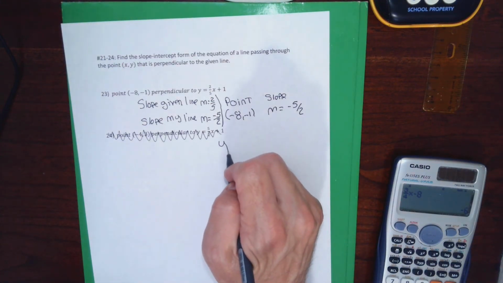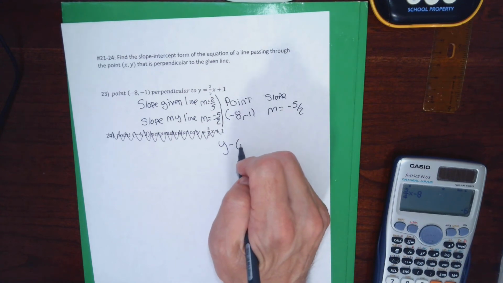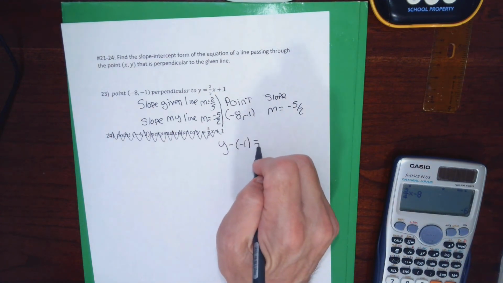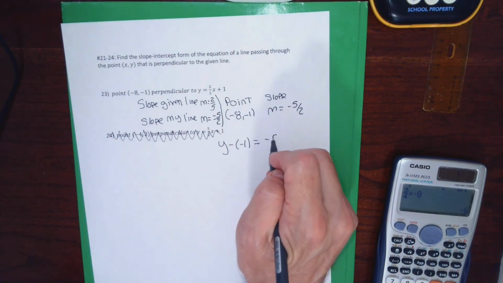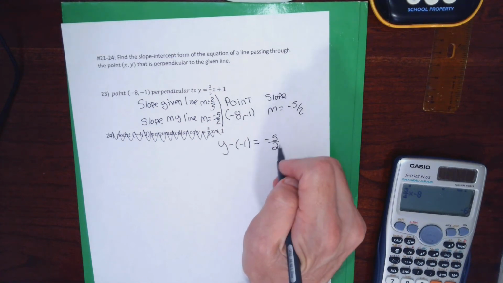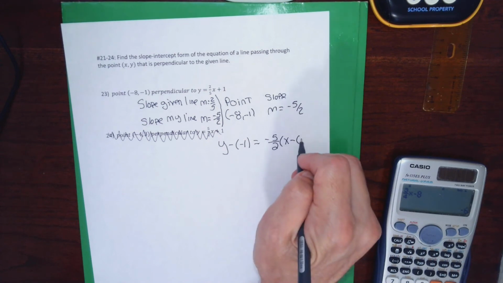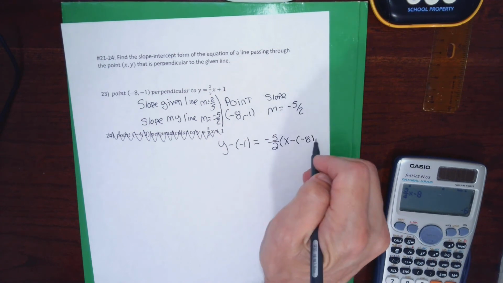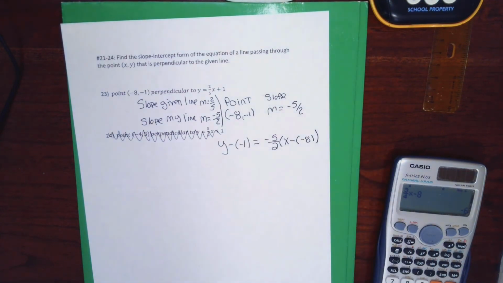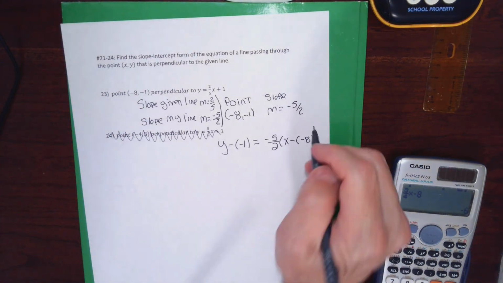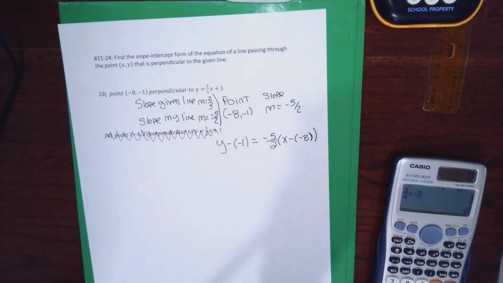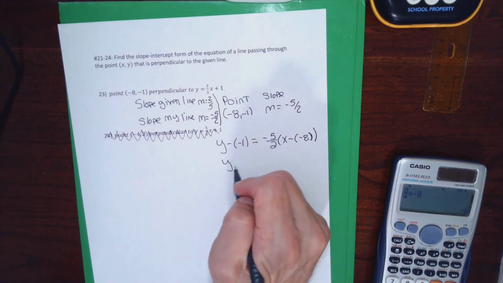Now I'm going to push through. The y minus y1 equals m times x minus x1 formula. And for the y1 I put -1. And for the m I put -5/2. And for the x1 I put -8, even though it looks like -81. I'm going to make my double negatives positive.